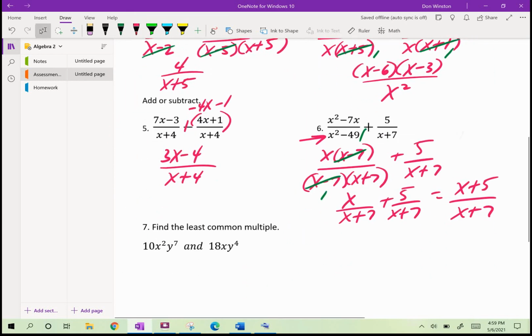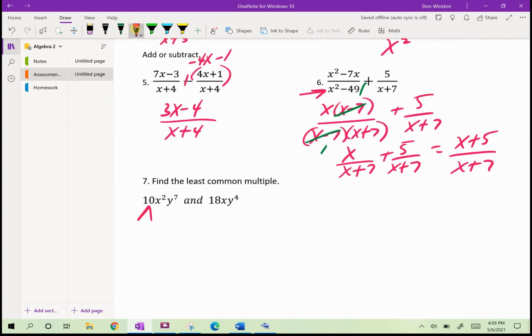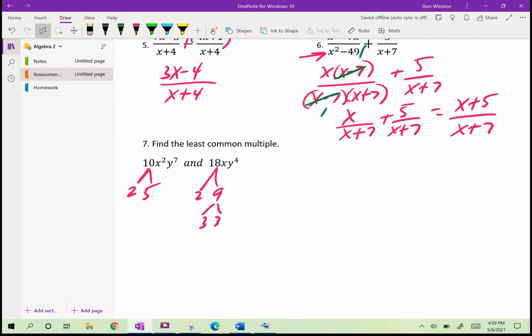And then number 10, find the least common multiples. So again, factors of 10: 2 and 5. Of 18, let's see here. So that would be 2 and 9, and then 9 is 3 and 3. So I need 3 squared. I need a 2, and I need a 5. And for my least common multiple, highest power of 3 is 3 squared, 3 and 3. And then I just have 2, and I have 5.